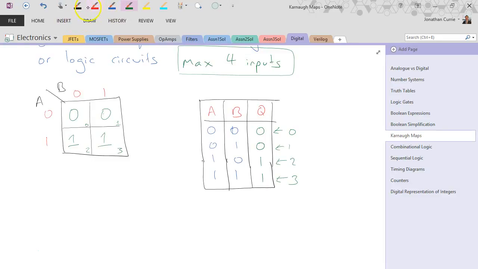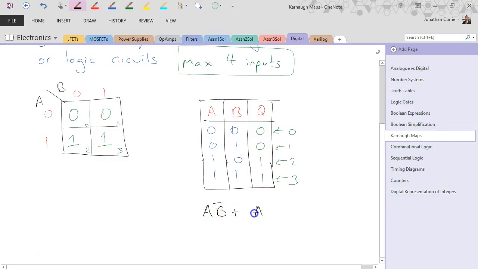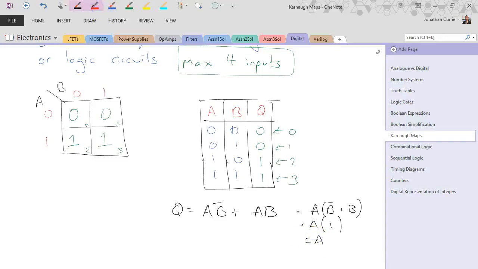Now the way these work is, let's say I was to write the Boolean algebra expression for this. A and not B, or A and B would be the expression. Now we should be able to simplify this using Boolean algebra. Obviously this goes to that, which equals that, which equals A. But let's see if we can get the same result using a Karnaugh map.